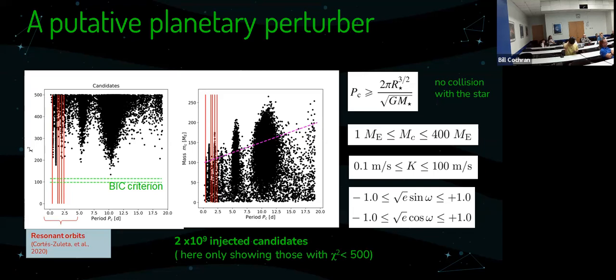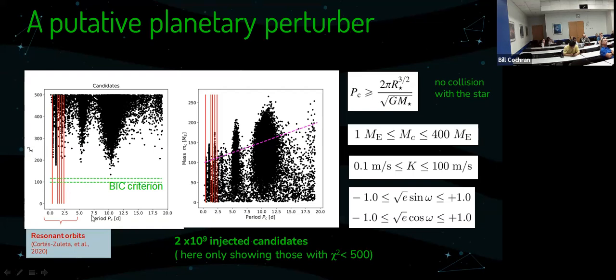And this condition was on the orbital period of the putative perturber, so that its period is not too short. It comes from Kepler's law: the planet can't get too close to the star, so that there is some collision and the planet disappears. So we injected 2 billion random candidates, and what you can see here.